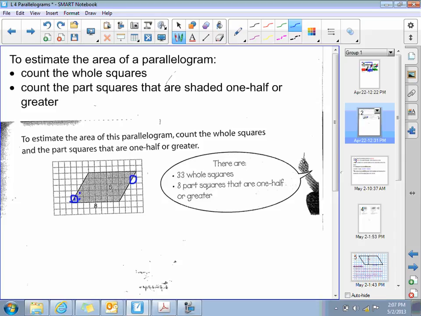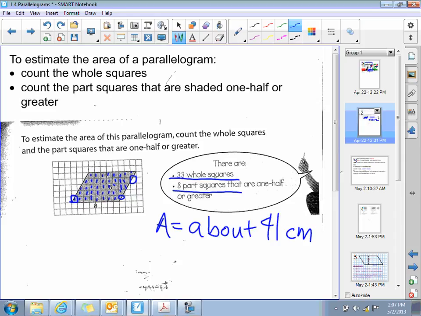1, 2, 3, 4, 5, 6, 7, 8. Skip this guy at the top. 9, 10, 11, up through 33. I'm going to skip him. 34, 35, 36, 37, 38, 39, 40, and 41. So I had 33 whole squares and I have 8 part squares. So my area is going to be about 41 square centimeters.